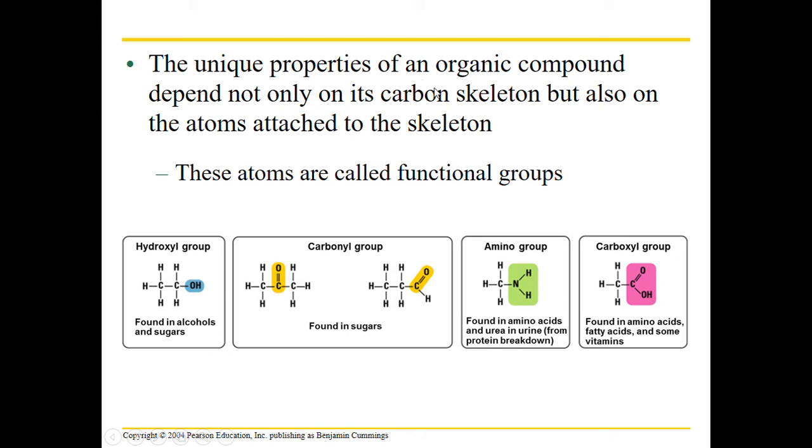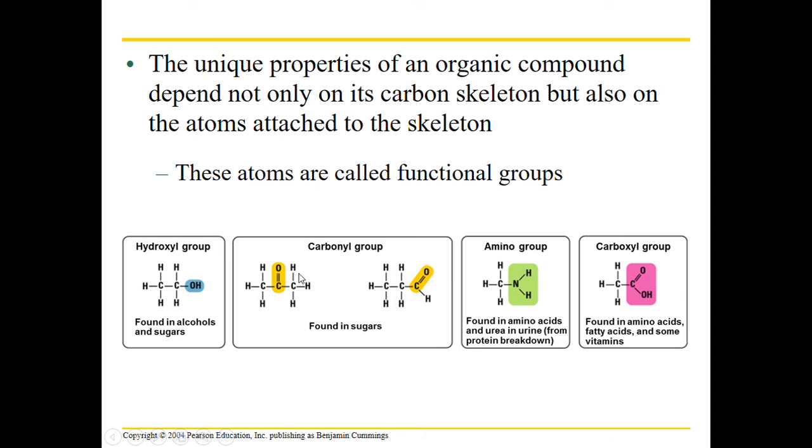The unique properties of organic compounds depend not only on their carbon skeleton, but also on the atoms attached to the skeleton. So what we have here are C's and H's that we've already gotten used to, carbons and hydrogens, and then we have other groups which are called R groups or functional groups, for example. In hydroxyl, OH, you have an alcohol right here.